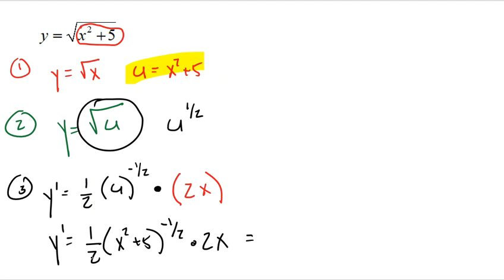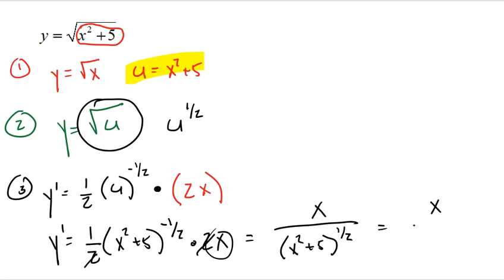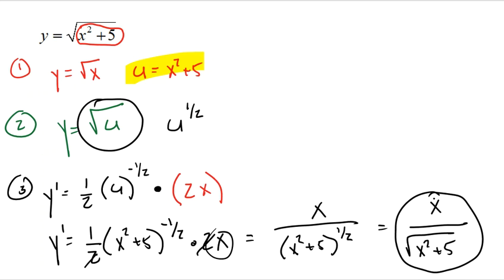So first off, a 1/2 times a 2 reduces to a 1. 1/2 times 2 is 1. Now, I don't like negative exponents, so I'm going to leave this x in the numerator, and then move the x squared plus 5 to the denominator where it has a 1/2 power. I'm okay with that as your answer, or you could take it a step further: anytime you see a 1/2 power, that is equivalent to a square root, so we have the square root of x squared plus 5. There is the derivative.